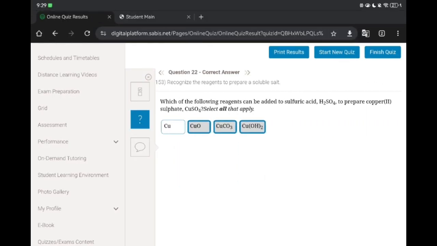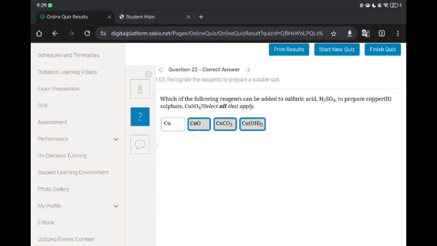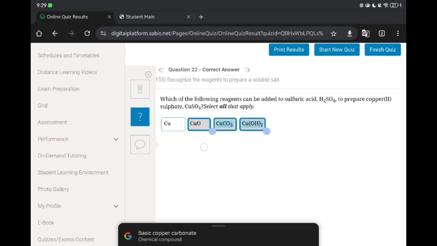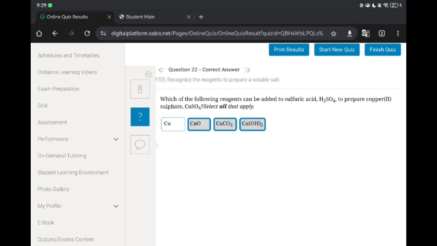Again, which of the following reagents can be added to sulfuric acid to prepare copper sulfate? Look here. Cu is way too weak on its own to react with an acid. So CuO can, CuCO3 can, Cu(OH)2 can, Cu(NO3)2 can. Anything, when Cu is with something else it can, when it's alone it can't.